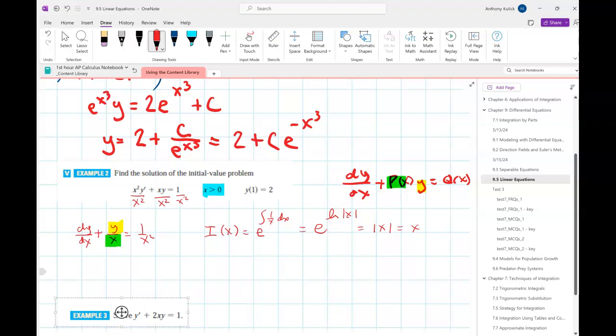All right. So we know that when we multiply both sides by x, the left-hand side becomes the derivative of xy, and the right-hand side would just be 1 over x.